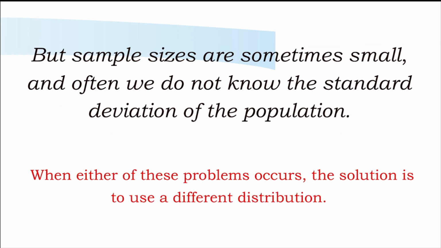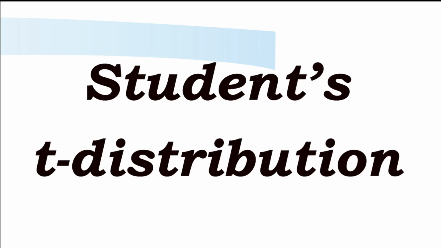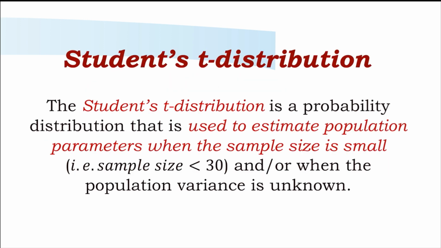But sample sizes are sometimes small, and often we do not know the standard deviation of the population. When either of these problems occurs, the solution is to use a different distribution, and that is the student's t-distribution. Why student's t-distribution? Let us know.